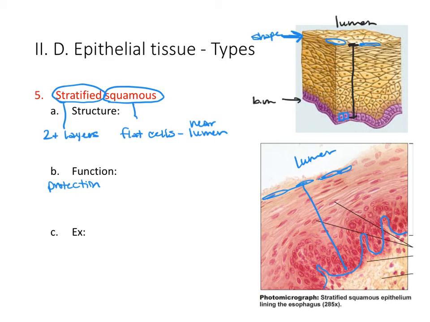So if I look at places where I'm going to find stratified squamous epithelium, one really obvious place is your skin, your mouth, your throat, your esophagus, your anus, and if you have one, your vagina. So these are all places that are subject to abrasion. We need to have a nice protective tissue there to make sure that the tissues don't rip.